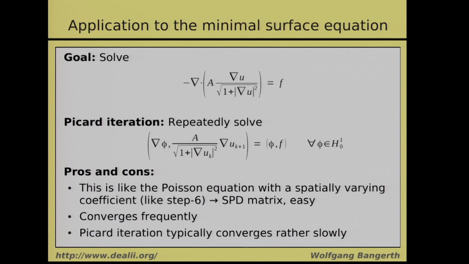The downside is that it converges pretty slowly. So oftentimes, if you have an approach like this, you need a few dozen or maybe a few hundred iterations until the uk plus 1 is in fact close enough to the exact solution u of this equation up here that we can say, okay, that's good enough. But oftentimes we need a lot of iterations for this.